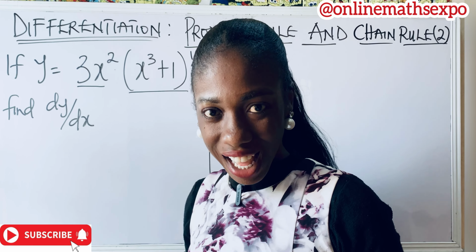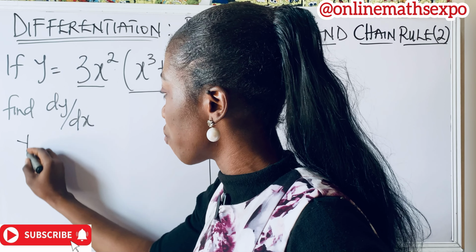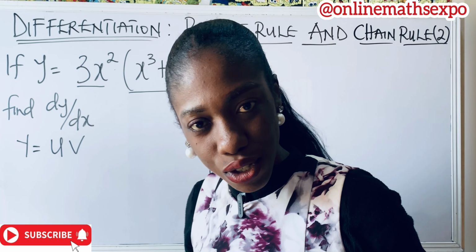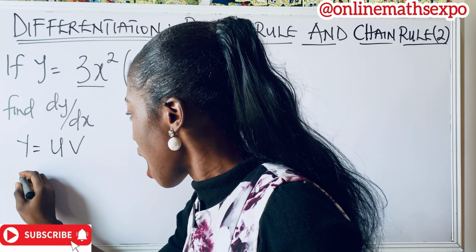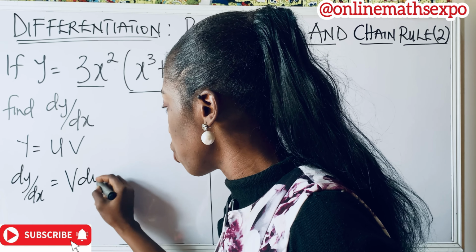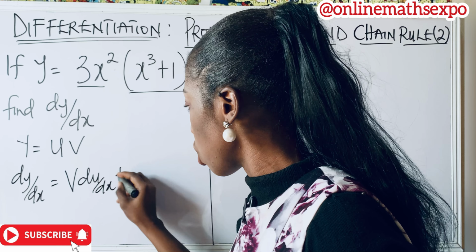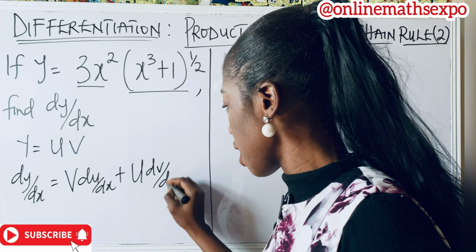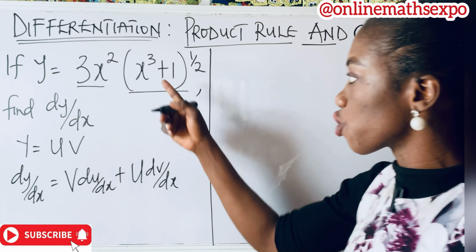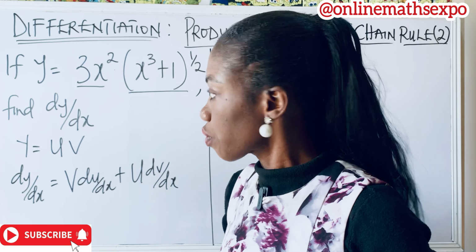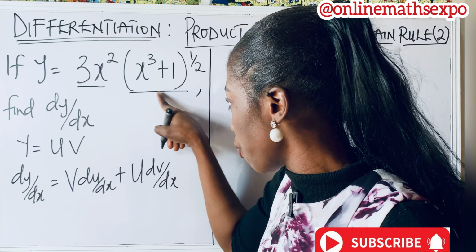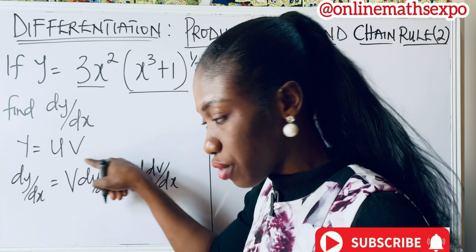Let's do this together. Remember in your product rule that if y is equal to uv, where u and v are functions of x, then we say that our dy dx is equal to v du dx plus u dv dx. This is what your product rule states. Now, obeying this rule, what do you need to do? The key rule to obey here is the product rule, because these are two functions multiplying each other.